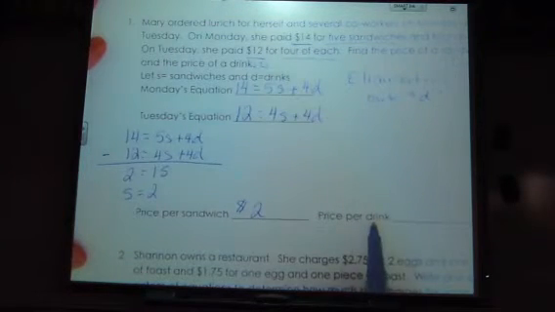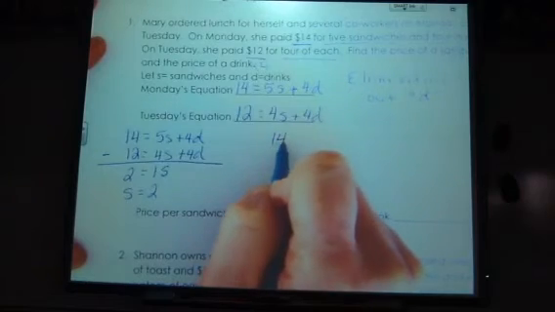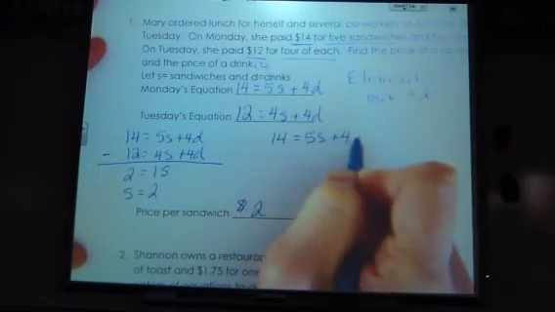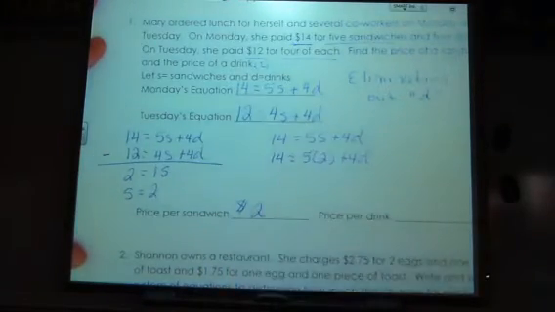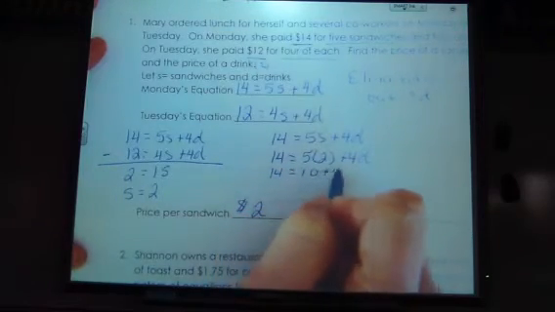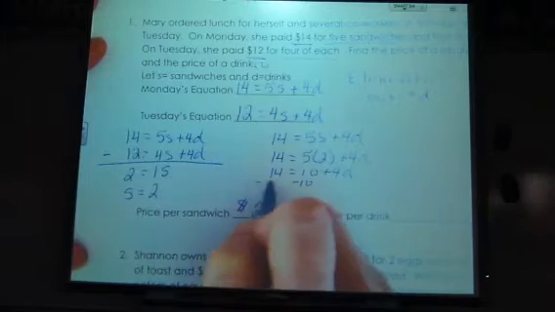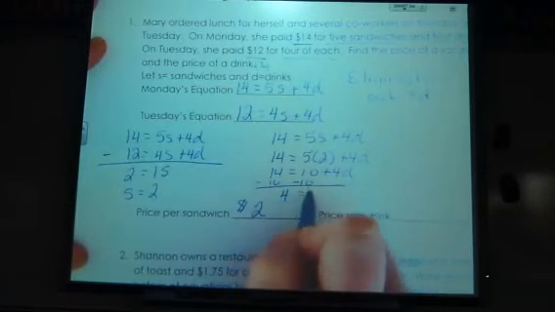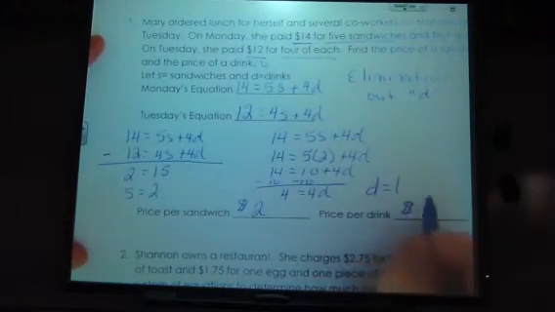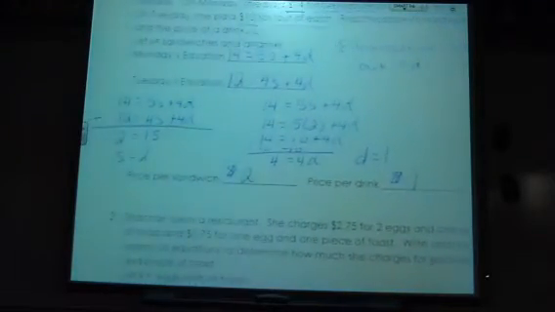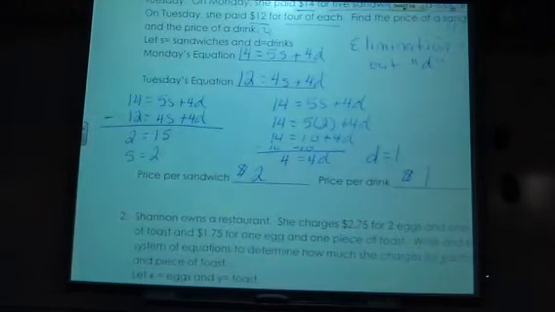Right, now we got to find the cost of the drink. So let's pick our first equation. And let's substitute in for S and solve for D. So D equals 1, so that means each drink is $1. Okay, let's do another one.